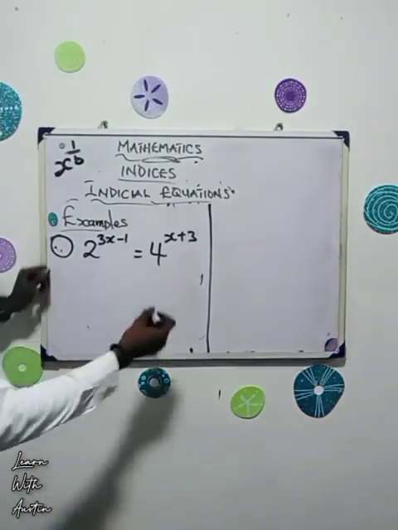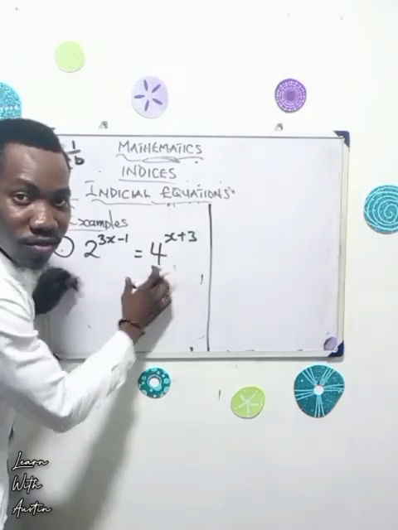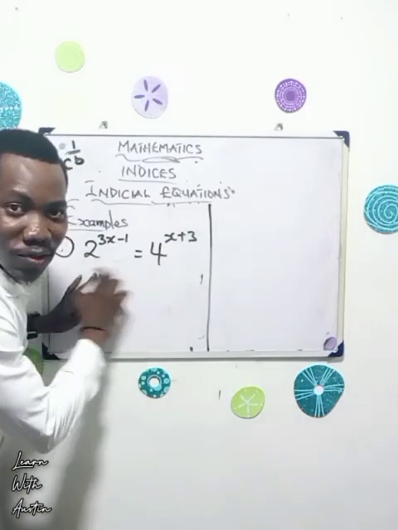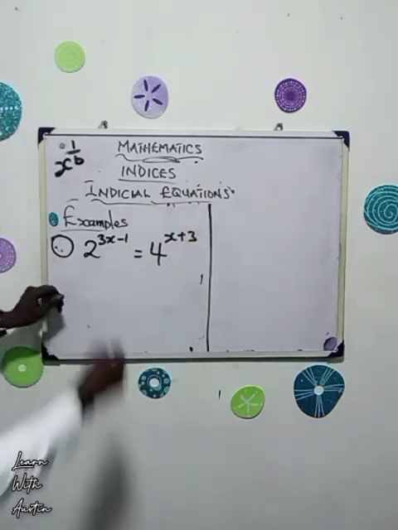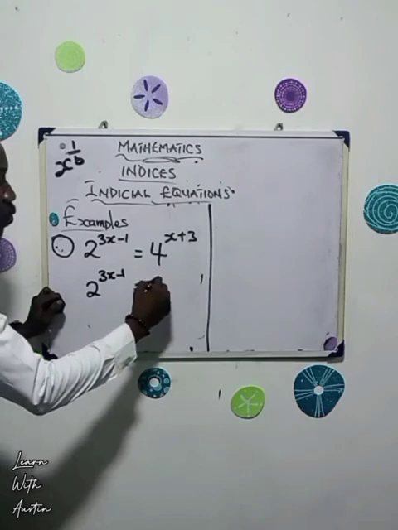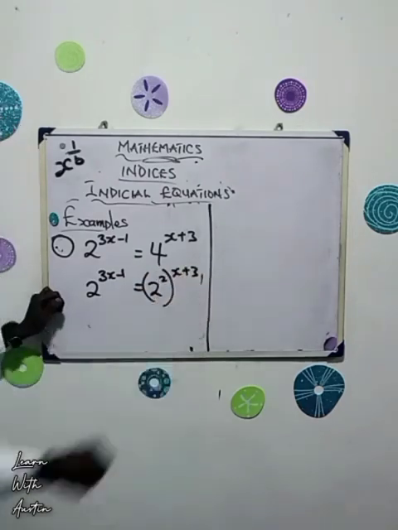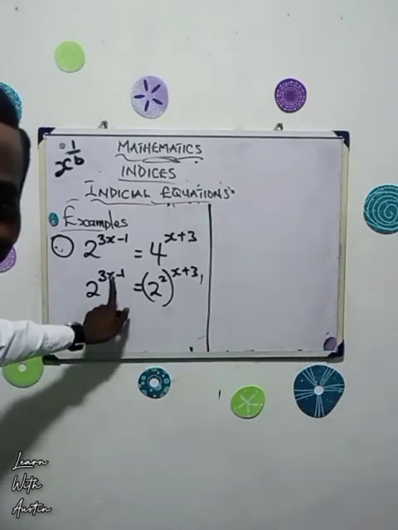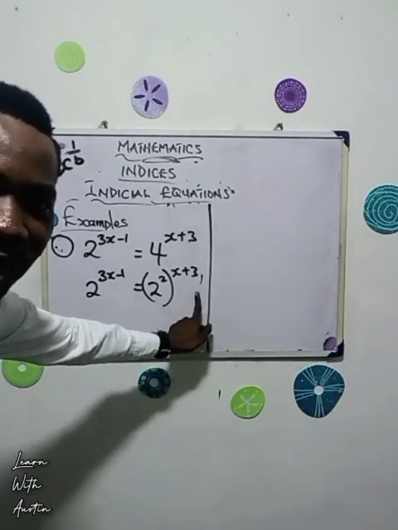So we have to express 4, right? First of all, to what? Let it be 2 raised to the power of 2. Good. So we're going to have 2 raised to the power of 3x minus 1 equals 2 raised to the power of 2, all raised to the power of x plus 3.